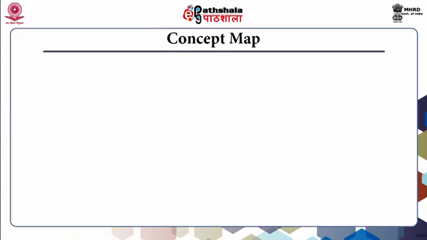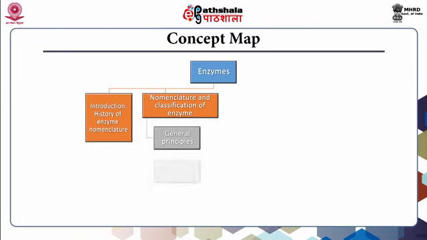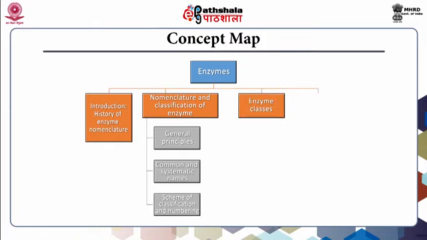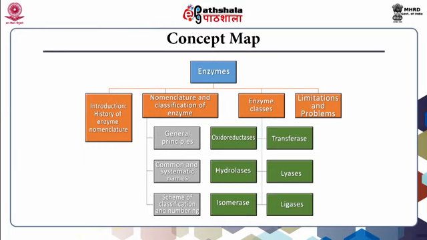The detailed concept map that will be followed in this lecture is: first we will study the introduction and history of enzymes. We will understand the general principles, common and systematic names, and also the scheme of classification and numbering followed in enzyme nomenclature. In the last section, we will study the major enzyme classes, namely oxidoreductases, transferases, hydrolases, lyases, isomerases, and ligases, and also the limitations and problems associated with enzyme nomenclature.